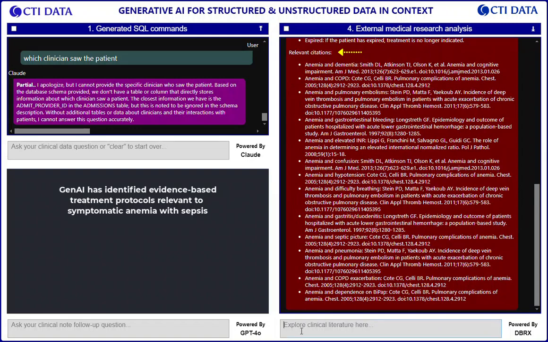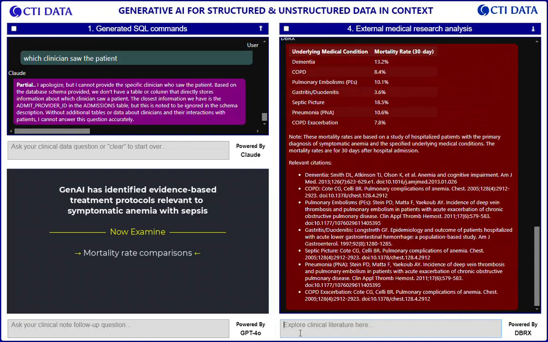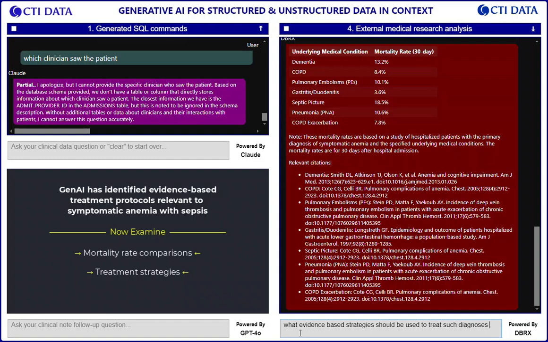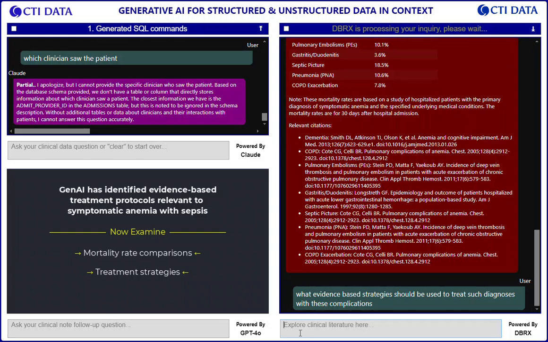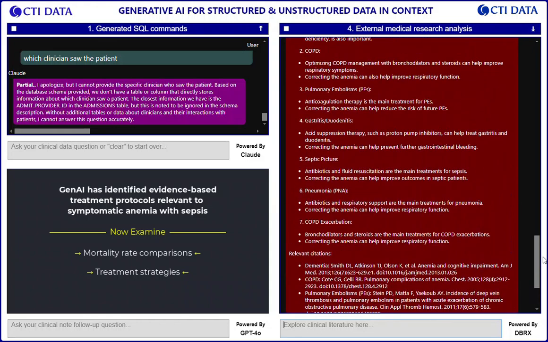Now the clinical researcher wishes to compare related sepsis mortality rates with external benchmarks. A minor sidebar worth noting: throughout all the windows, the presentation of the information produced by the language models is succinct and so pleasantly formatted you don't even notice. Finally, the researcher inquires about relevant treatment strategies that might inform the clinical protocols currently adopted by the hospital.